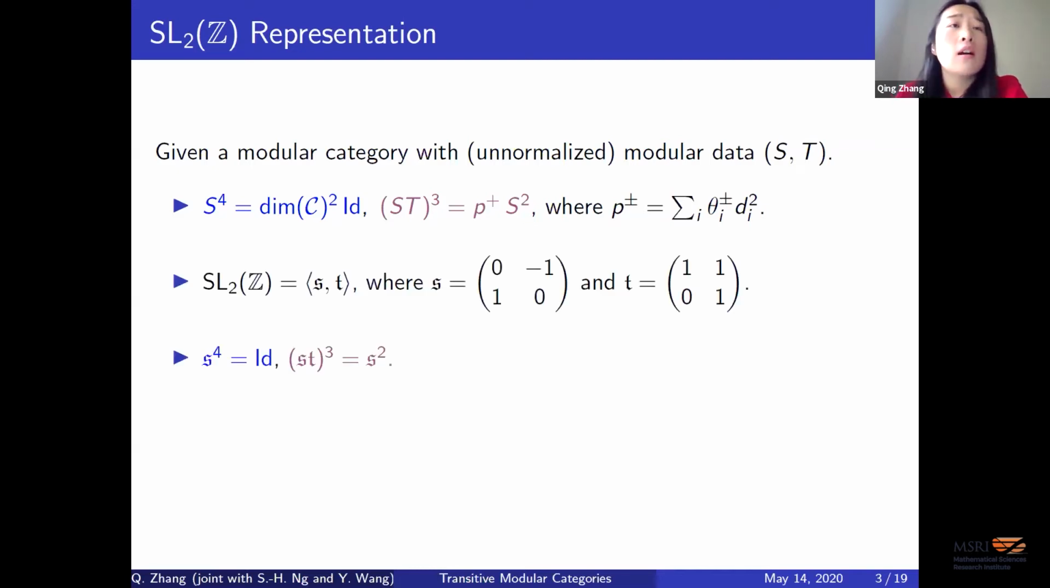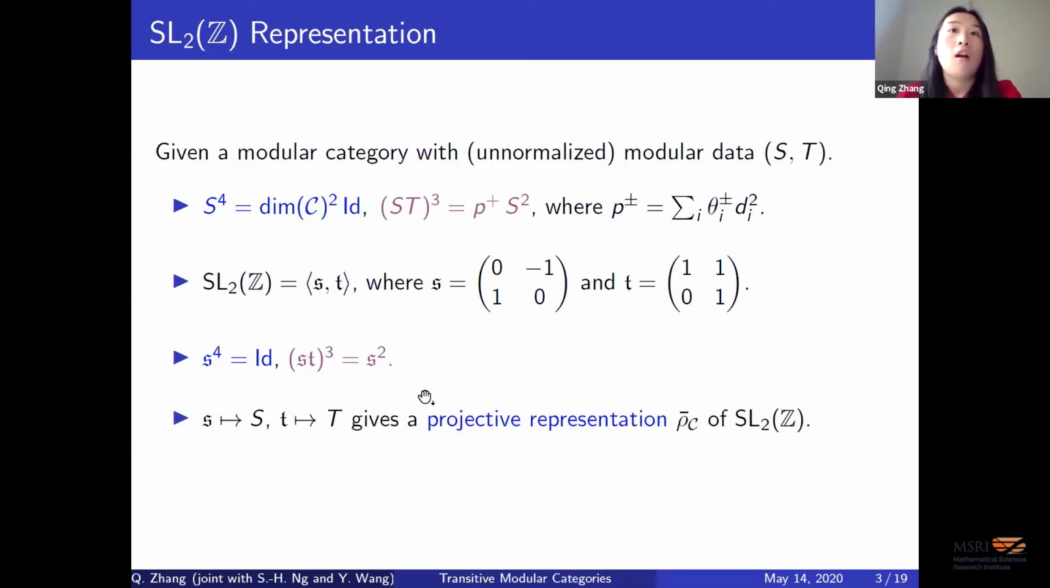The group SL2Z has two generators, where S is an off-diagonal matrix and T is upper triangular. S and T satisfy those two relations, and if we map the generator S to the modular S and T to the modular T, this gives us a projective representation of SL2Z. This projective representation can be lifted to a linear representation.